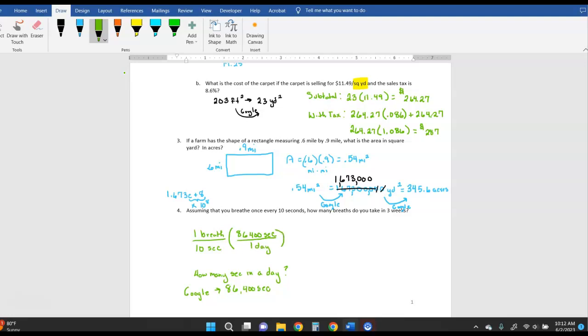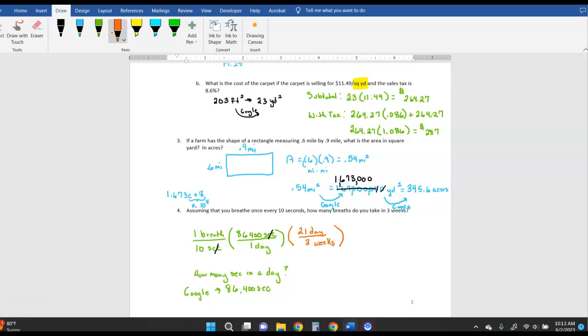And in this case, we knew that the seconds had to go on top because when we multiply these two things straight across, when we're multiplying fractions, top times top, bottom times bottom, our seconds divide out. And so we're left with how many breaths in one day. And now we know in 3 weeks, there are 7 days in a week. So that means we have 21 days. Again, I want to put days on top because days is on the bottom. So 21 days is 3 weeks.